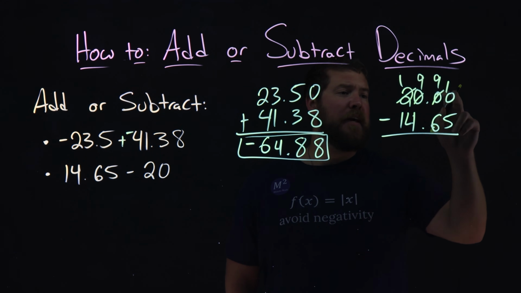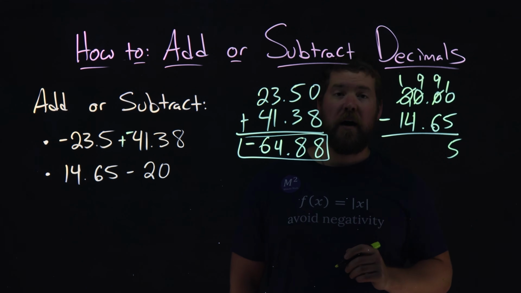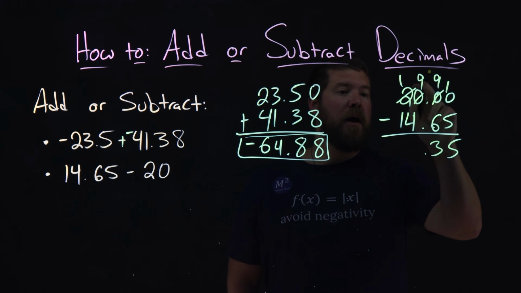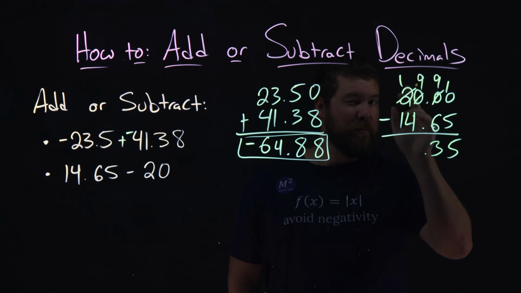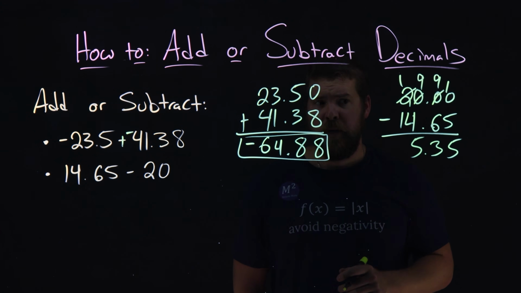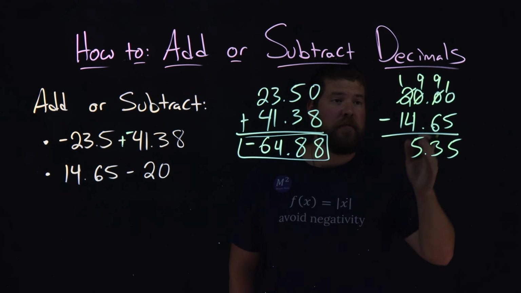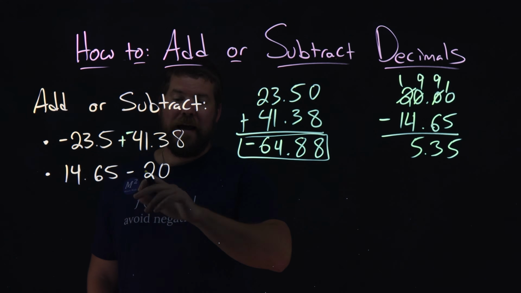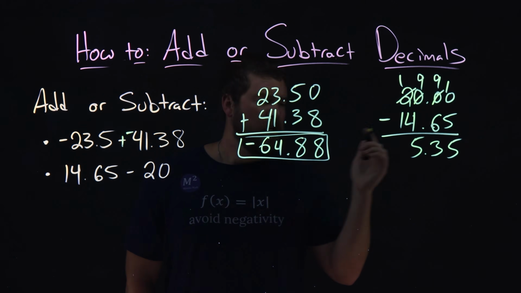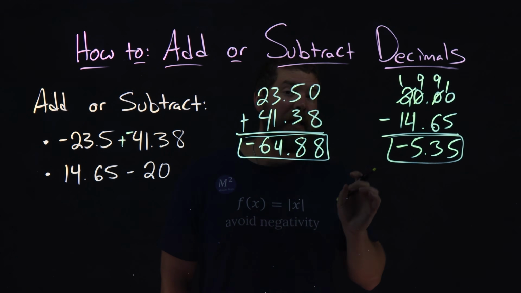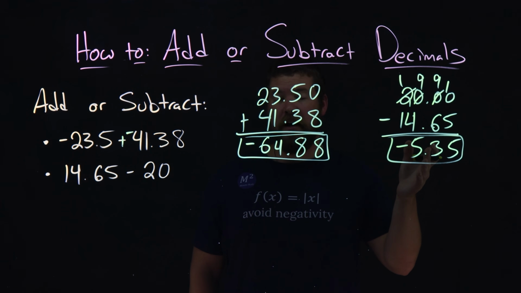So now we can subtract. 10 minus 5 is a 5. 9 minus a 6 is a good old 3. 9 minus that 4 gives me a 5 again, and 1 minus 1 is a 0. So we have 5.35 as the difference between these two numbers. But remember from the beginning, we said this number had to be negative. So we put on a negative here, and there we have it. Our second result here is negative 5.35.